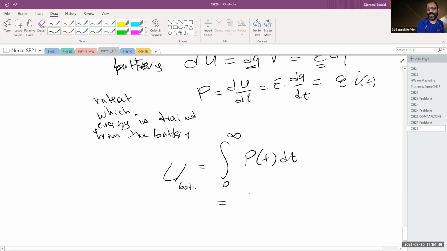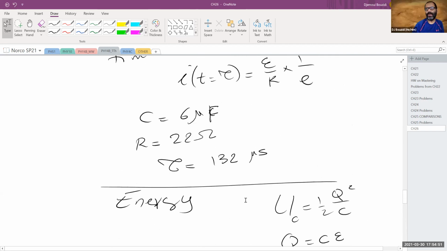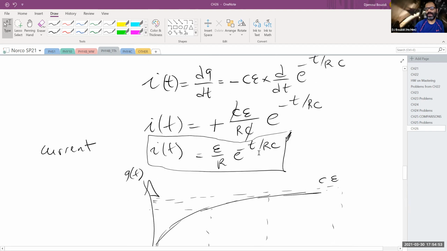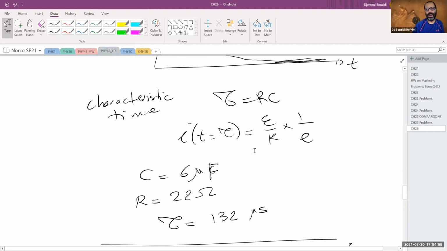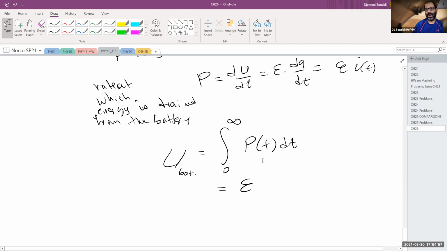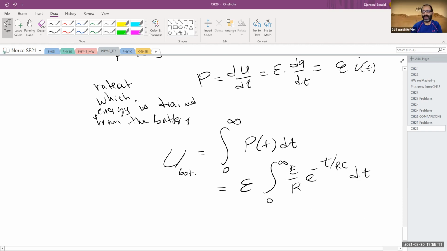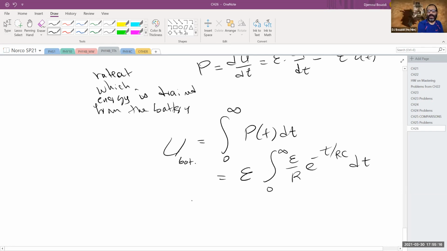Obviously, if I do this calculation, it's epsilon times the current. The current is epsilon over R times the exponential. So it's the integral from 0 to infinity of epsilon over R times the exponential of negative t over RC, dt. If I'm going to do this integral, I'm going to take epsilon over R as a common factor, which is epsilon squared over R then.